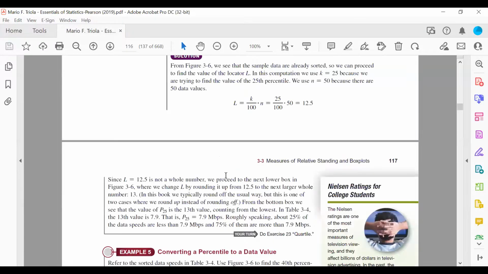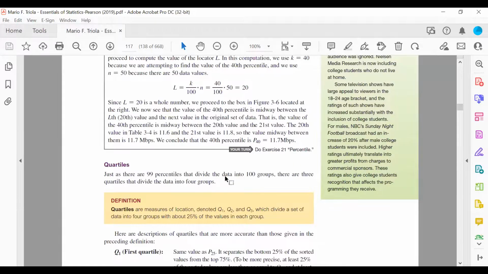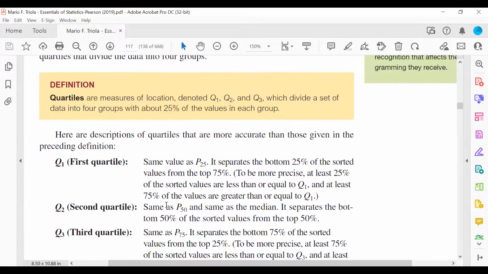Let me get quartiles. Quartiles are measures of location denoted by Q1, Q2, and Q3, which divide a set of data into 4 groups with about 25% of values in each group. Let me write this down because you're going to tell me that doesn't make any sense at all.